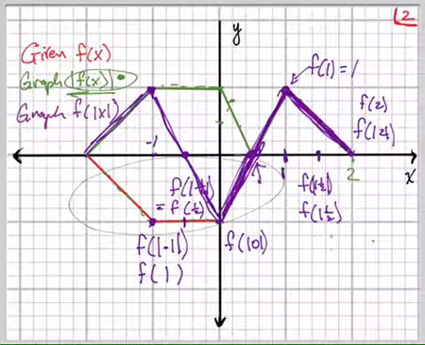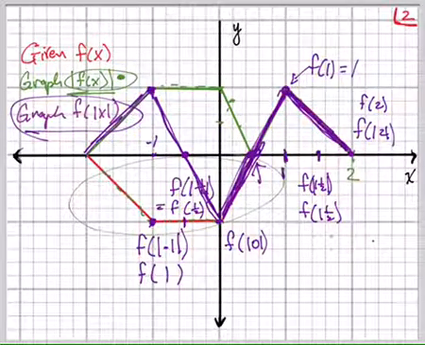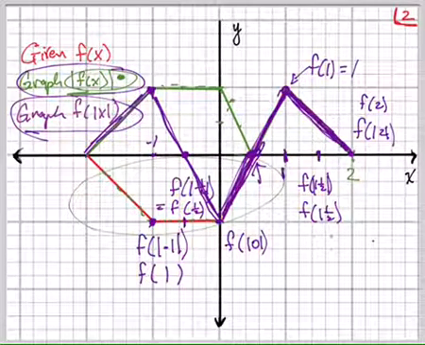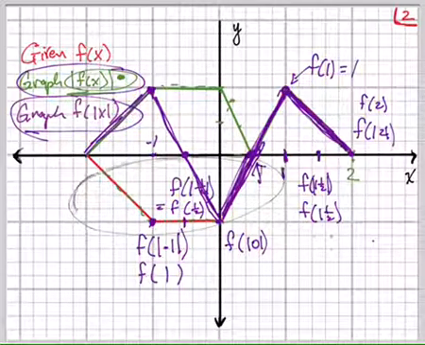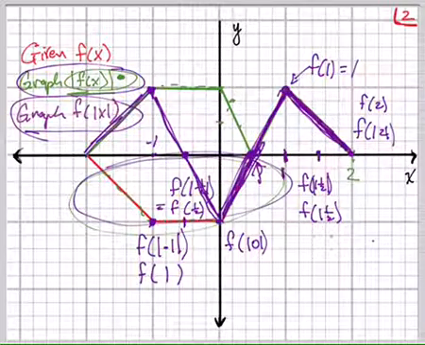It's just a reflection. So this graph is a reflection over the y-axis. This graph, the green one, was a reflection only of the negative values. Any of the y values that were negative, it reflected over the x-axis. And that's how you do that problem.